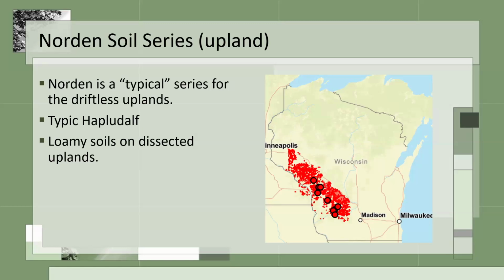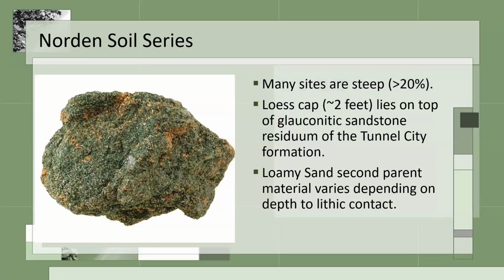If you're wondering what the red dots are, that just shows where they've taken some representative samples of what they call the typical Norden series. That's where they mapped it. The interesting thing is, for those of you that have been going to the 2-day soils training, you may remember that I had that one bucket of the strange soil, the glauconitic sandstone.